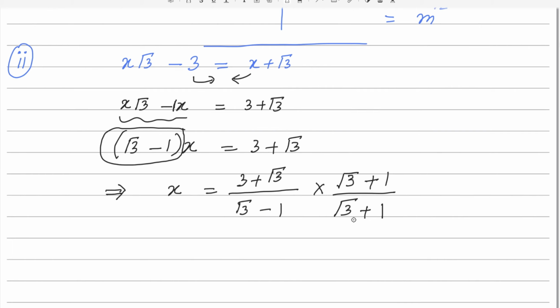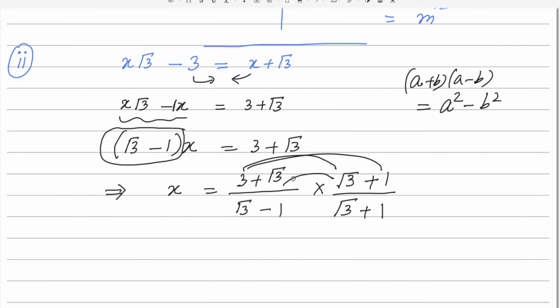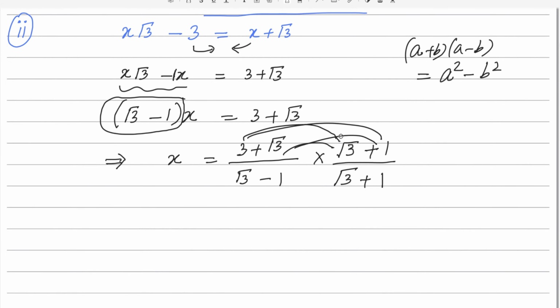In the denominator, we can apply this formula, a plus b into a minus b. It is called the difference of two squares. So we can apply this formula in the denominator, because here it is a and here it is b. It is a minus b and a plus b, so you can apply that rule. In the numerator, this 3 will multiply with the first value and the second value, and the same for this square root 3, which will multiply with the first and second value. Usual multiplication, got it? So it is the rule.